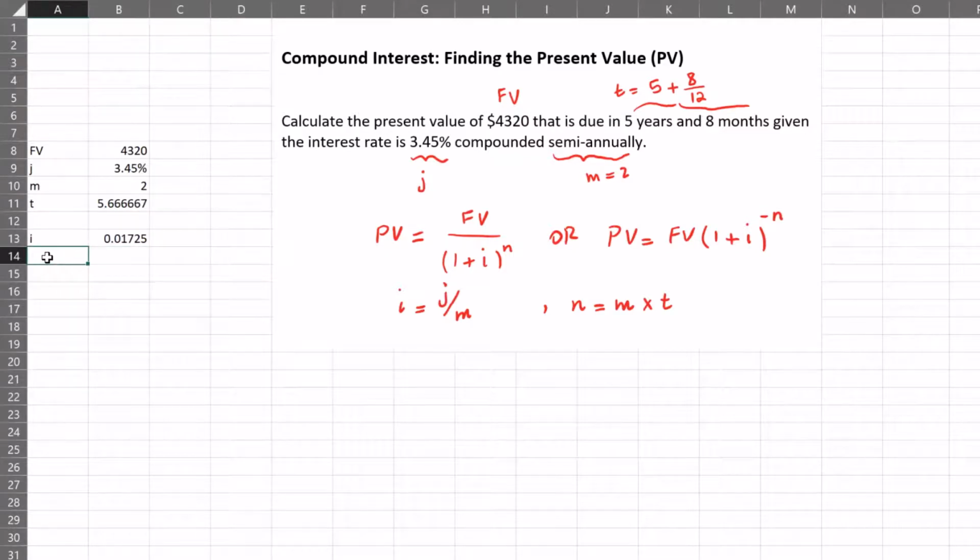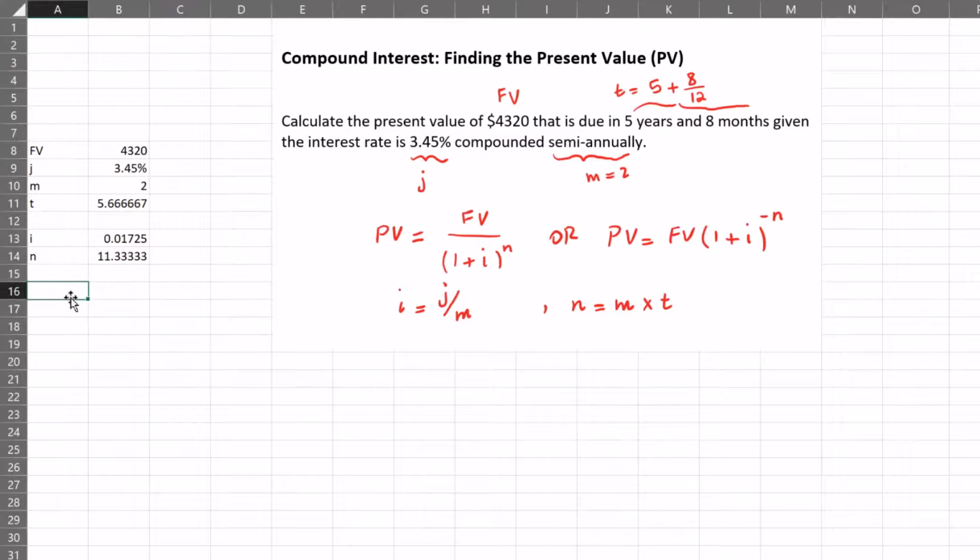We do the same thing for the number of compounding periods. Again, it involves the operation multiplication, so we use the equal sign. M is here. We click on this. We use the multiplication operator, and we multiply n by t, which is in B11. Again, you press enter, and that's done.